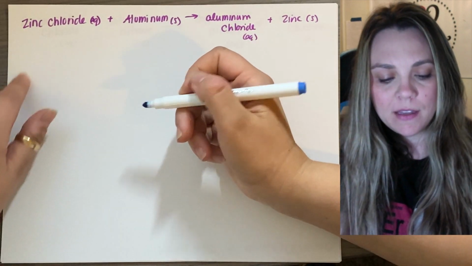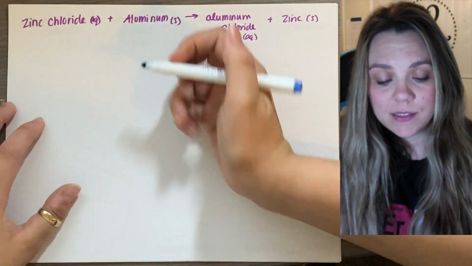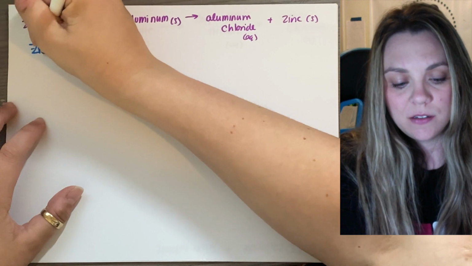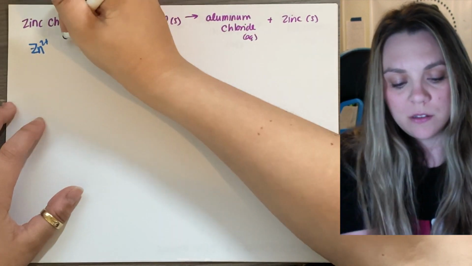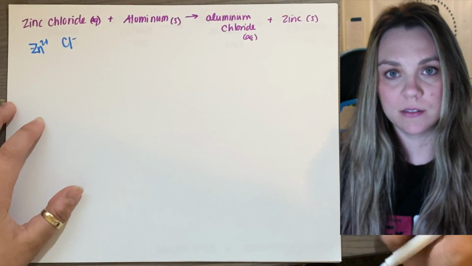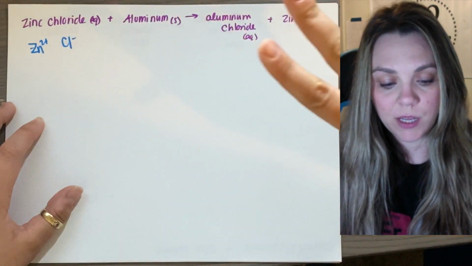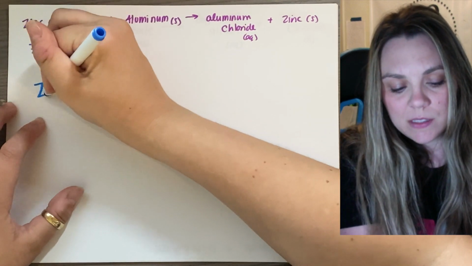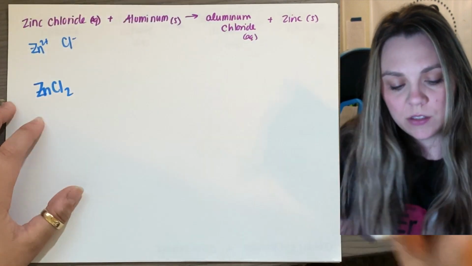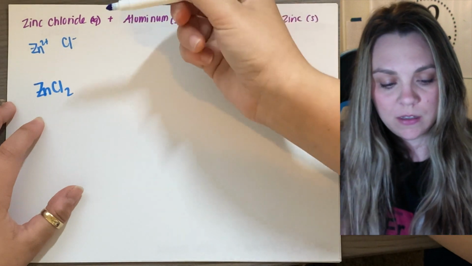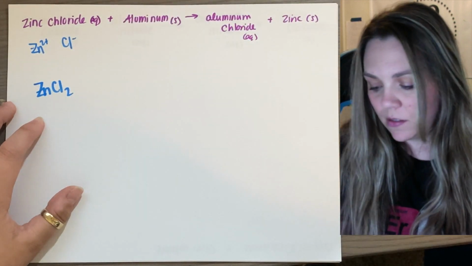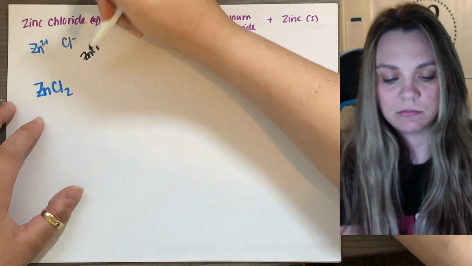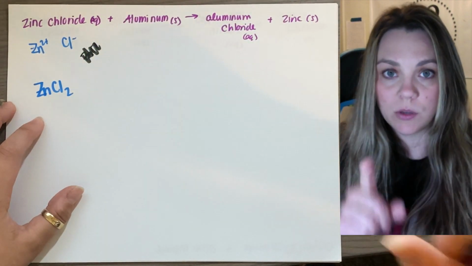So zinc chloride, what I would do, honestly, is just write out the individual ions. So zinc has a 2 plus. Chloride is Cl with a 1 minus. Just write out the ions themselves. That way you can look at it and you can say, okay, 2 plus 1 minus. So this is going to be ZnCl2. Okay? And you won't accidentally say just ZnCl or something. It happens. Don't let it be you that does that.